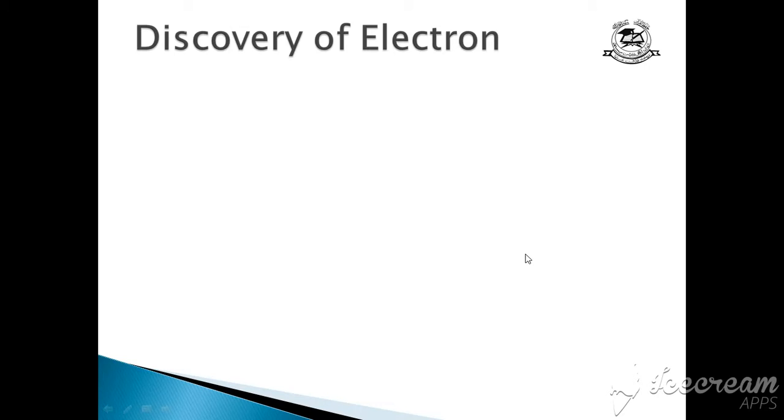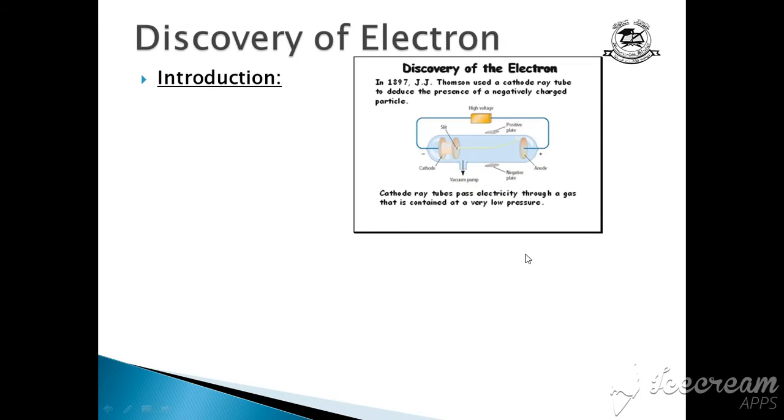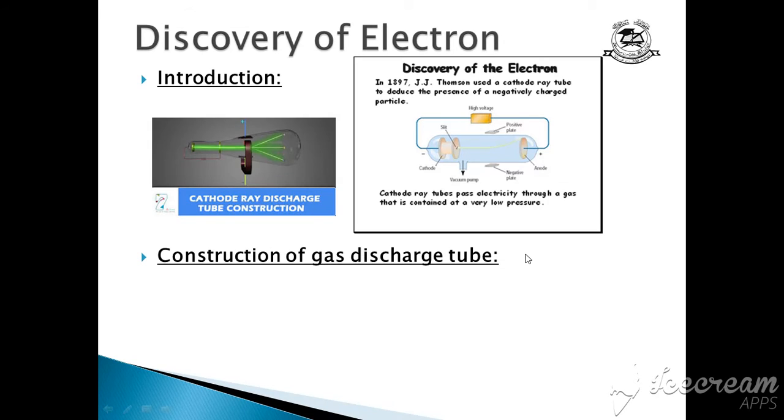Discovery of electron. Come on to page number 43 and 44 in your book. That will help you. Introduction. The fundamental particle carrying a negative charge, that is electron, was discovered in 1897 by the British physicist J.J. Thomson. What apparatus he used? That is called gas discharge tube.